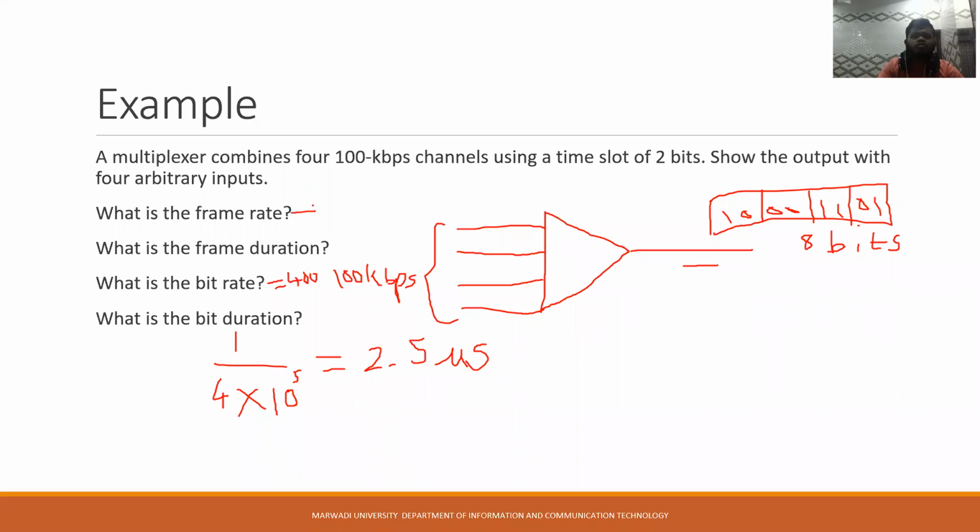Next, we would find the frame rate. So what would be the frame rate here? We need to send 400 kilobits per second, right? And each frame has 8 bits. So 400 kilobits, we add 3 more zeros, and this much should be sent in 1 second. If we divide this by 8, because one frame has 8 bits, we would have 50,000 frames.